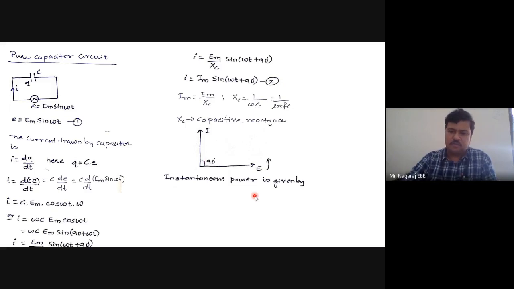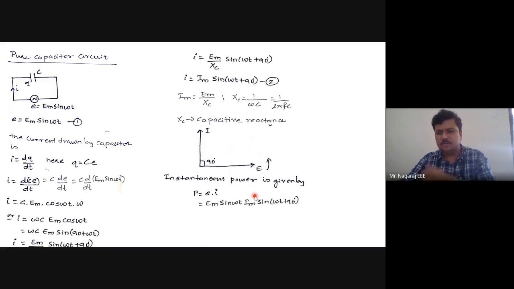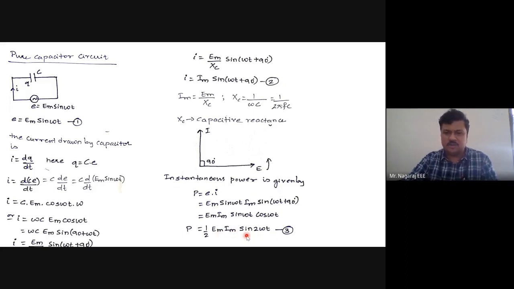Instantaneous power P equals E times I, or Em sin omega t times Im sin (omega t plus 90). Again I will write this term as cos omega t. Same, I will do that. So sin omega t cos omega t is sin 2 omega t. Here I have written correctly. So 1 by 2 sin 2 omega t.